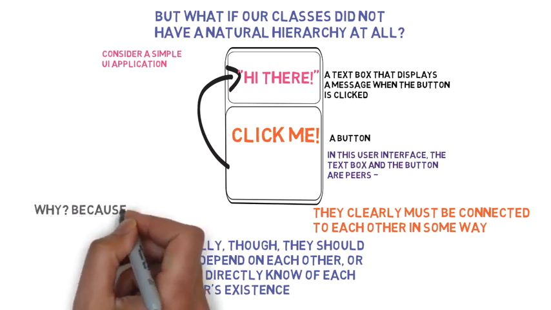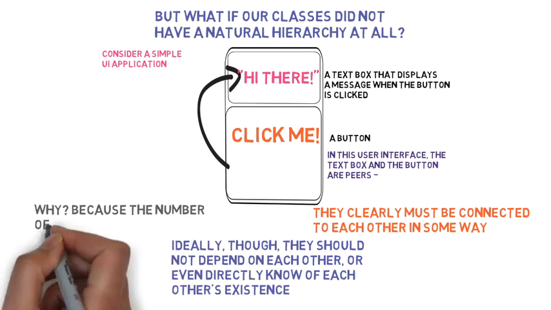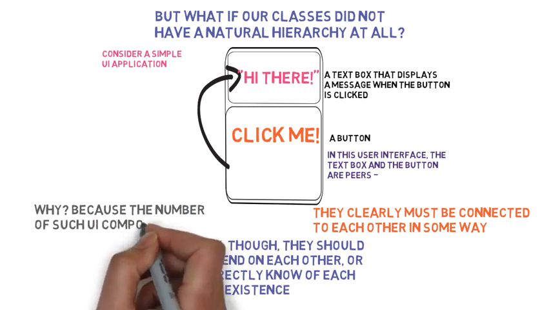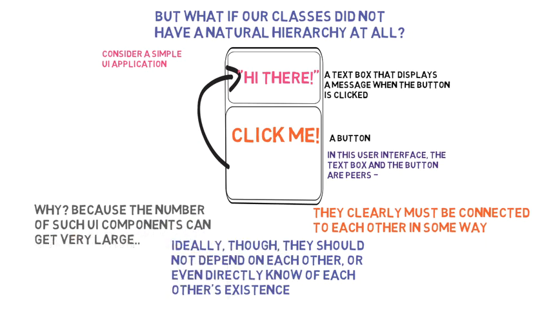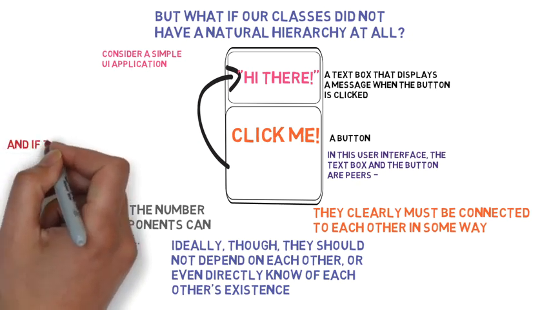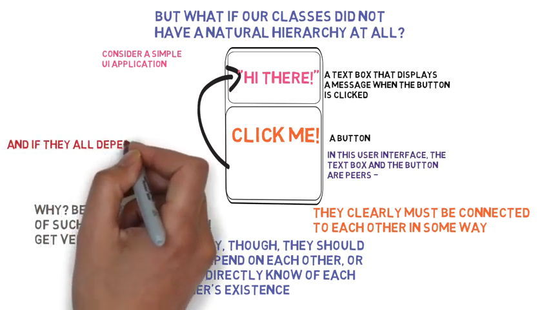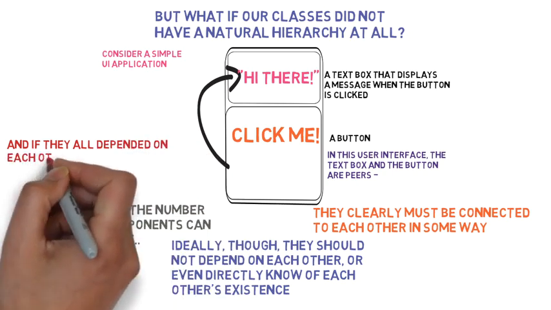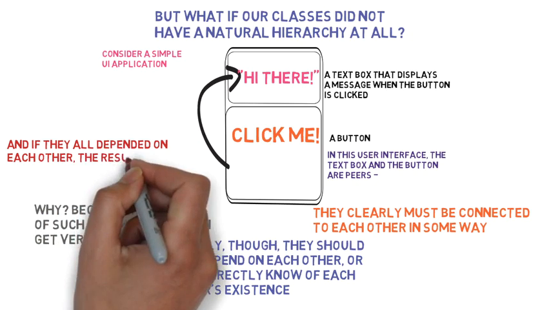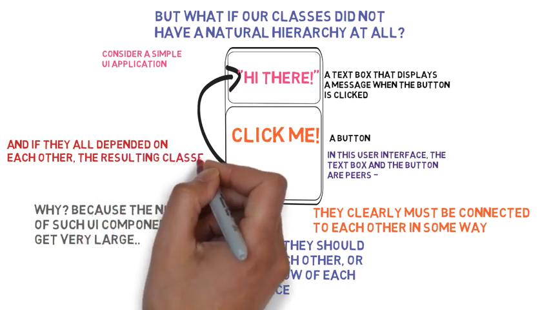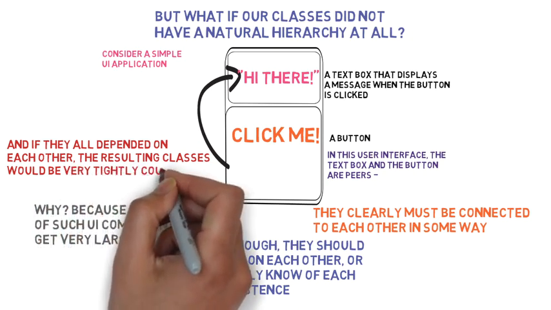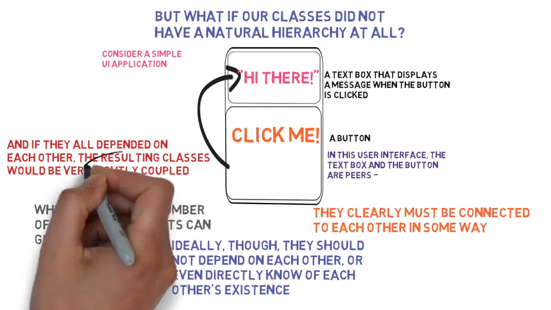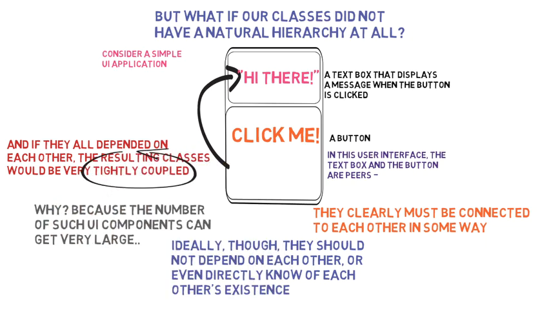Why is that the case? Why shouldn't the text area and the button know of each other? In this example, we just have two UI controls, a button and a text area. Very easy to manage. If the number of UI components is huge, and it can easily be so, and they are all dependent on each other, the resulting classes would be very tightly coupled. So you'd have a whole bunch of these very tightly coupled classes, all of whom know about each other. Tightly coupled, generally a bad idea, and we'll see why.